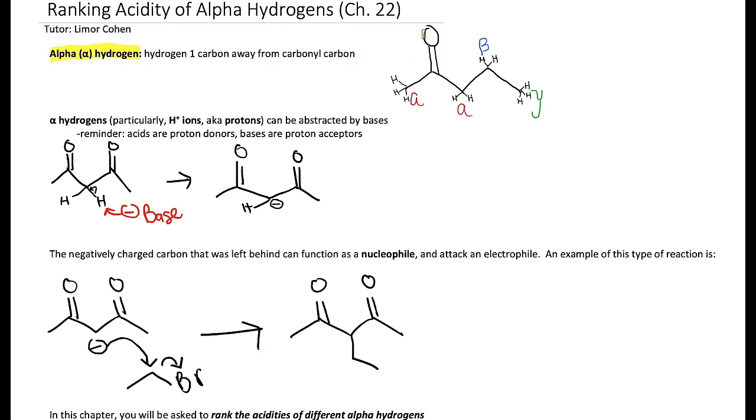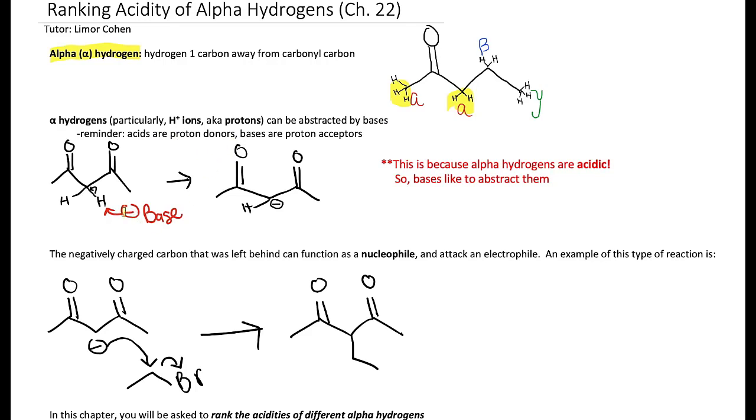So say here we have a carbonyl, and alpha hydrogens are just these hydrogens that are one carbon away from our carbonyl carbon. These hydrogens can actually be abstracted by bases, which remember, bases are proton acceptors. Protons are just the same thing as hydrogens without their electrons. And acids are proton donors.